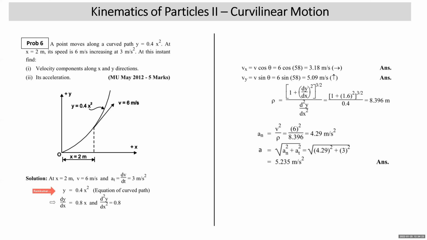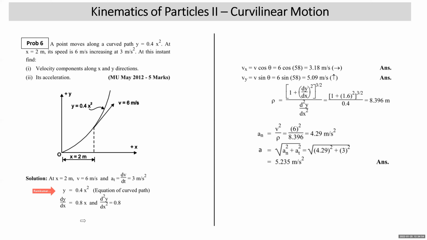dy by dx is nothing but tan theta, as in the previous problem. You get the value of theta, which comes out to be 58 degrees. d2y upon dx square is constant, 0.8. So Vx is v cos theta. V is 6, which is given in the problem. And again, I repeat that the step missing in the PPT is dy by dx, just to substitute the value of x as 2 meter. So dy by dx will be 1.6, which is equal to tan theta. Then theta comes out to 58 degree as in the previous problem.